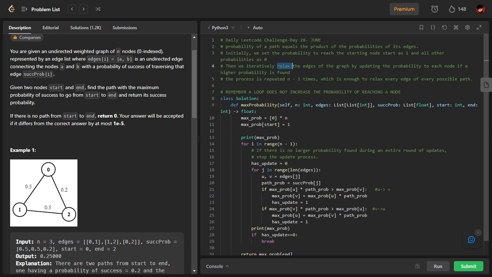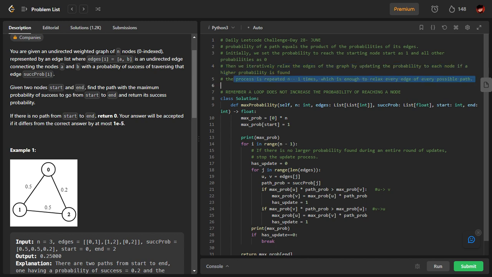This is a very robust algorithm, especially for cases where we have cycles. Then we iteratively relax the edges of the graph by updating the probability to each node if a higher probability is found. Okay? That's what this particular statement says. I understand it's not very clear, but we'll get to know when we are dealing with the code.